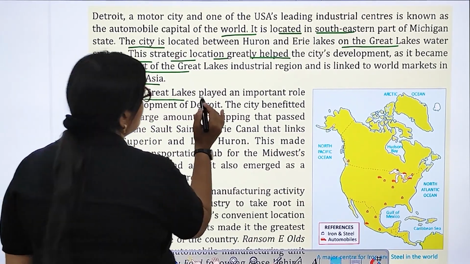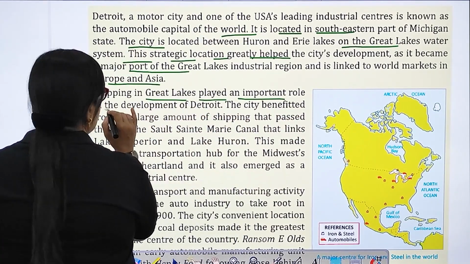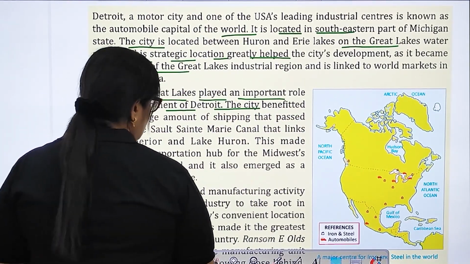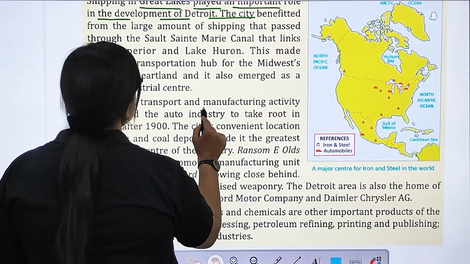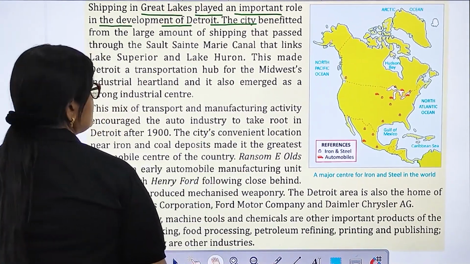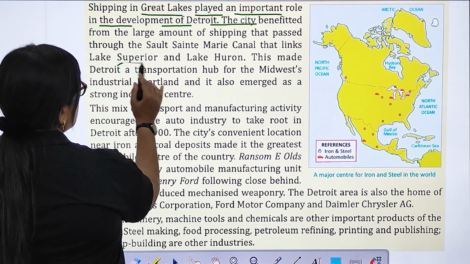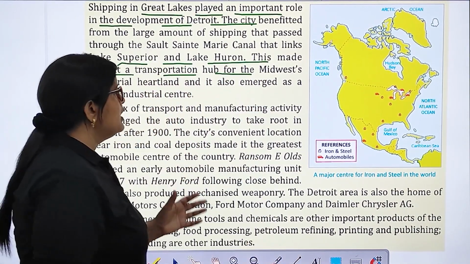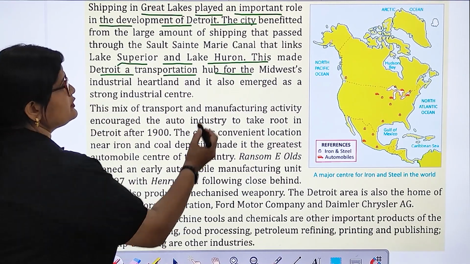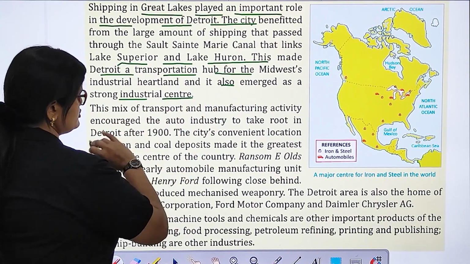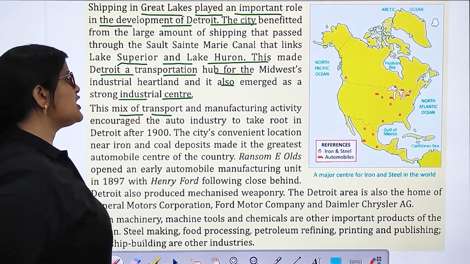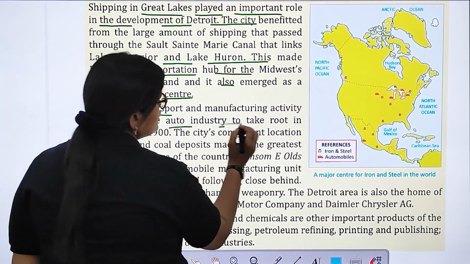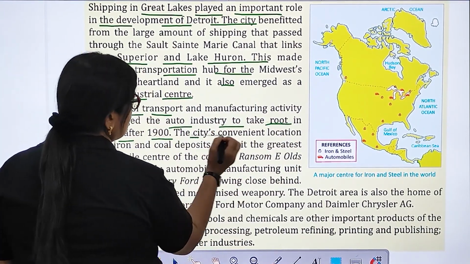Shipping in the Great Lakes played an important role in the development of Detroit. The city benefited from the large amount of shipping that passed through the Sault Ste. Marie Canal that links Lake Superior and Lake Huron. This made Detroit a transportation hub for the Midwest industrial heartland, and it also emerged as a strong industrial center. This mix of transport and manufacturing activity encouraged the auto industry to take root in Detroit after 1900.